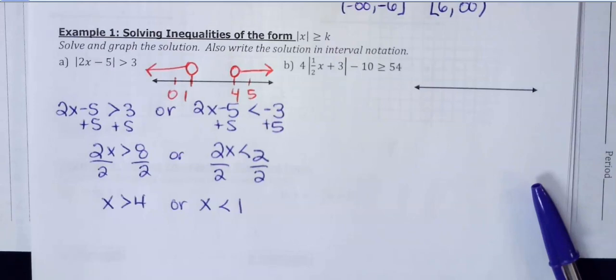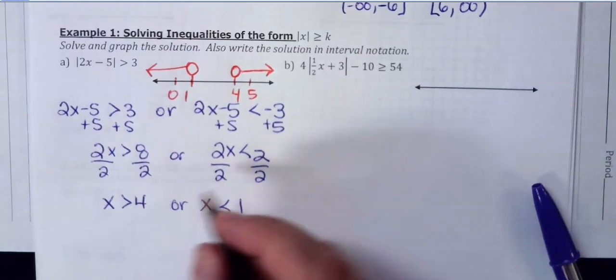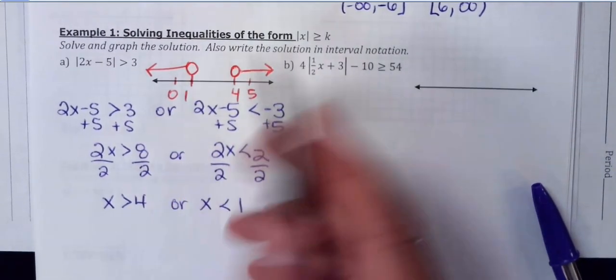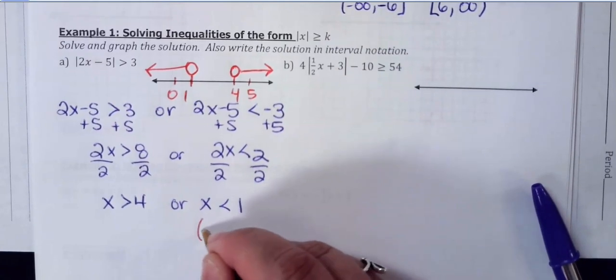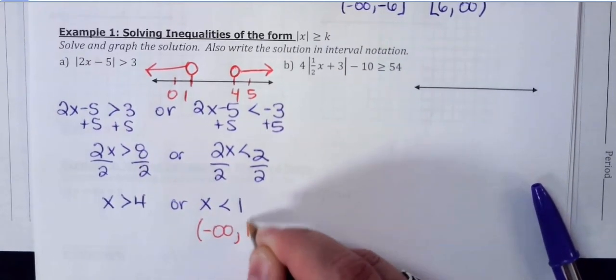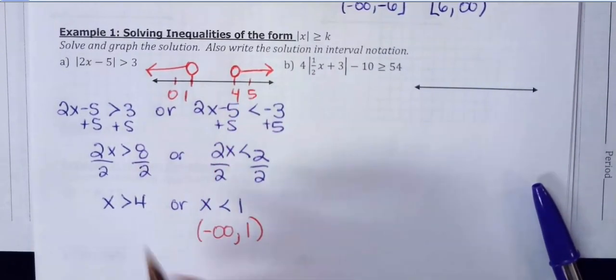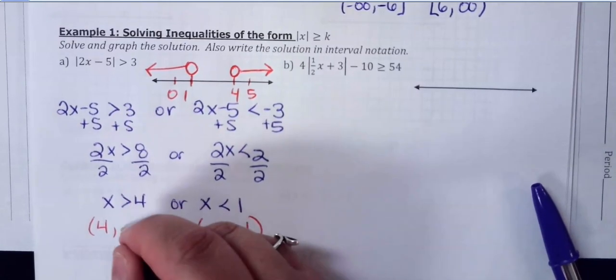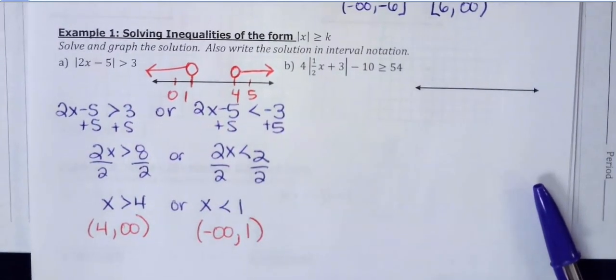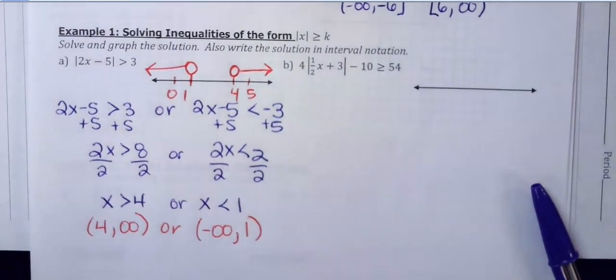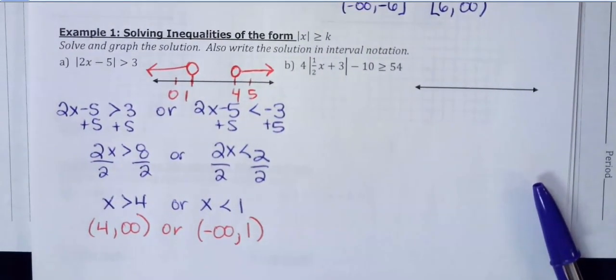And to write the interval, just in case it asks you for that, for this part of the graph, it would be -infinity, and then it stops at 1. Both of those would have parentheses because I got open circles here. The part that points to the right forever starts at 4 and goes to positive infinity. So those would be your two intervals there.